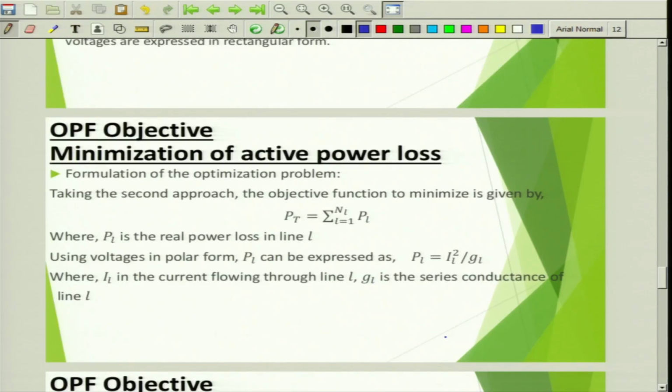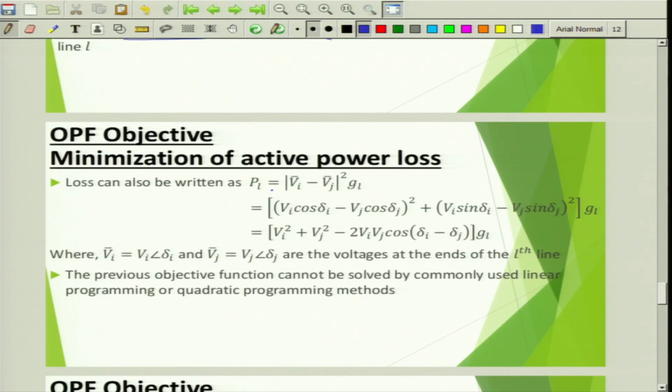So, formulation of the optimization problem. Taking the second approach, the objective function to minimize is given by reducing the total power loss, and that includes the summation of power losses happening in each line, right? So that's what PL is, the power loss in line. Using voltages in polar form, PL can be expressed as PL is nothing but IL square by GL, where GL is the series conductance. This is nothing but I square into R, where IL is the current flowing through line L, right?